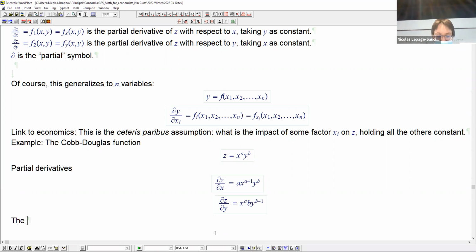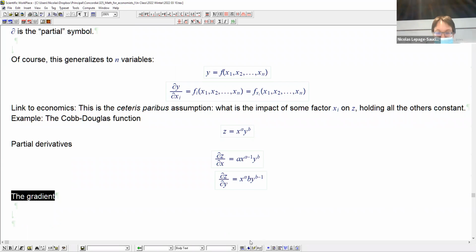Now the gradient. I hope that some people have not heard about it. So who has heard about the gradient? Okay, that was my idea. Now we're getting into less charted territory. It's not all that complicated. It's just a mathematical object that we use for various purposes. So the gradient is the vector of partial derivatives.